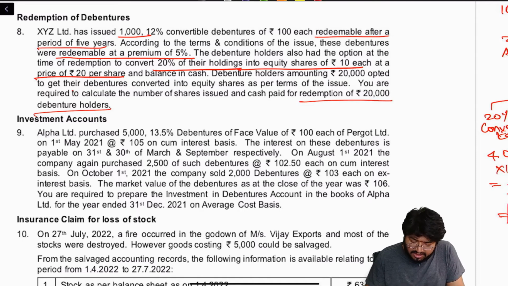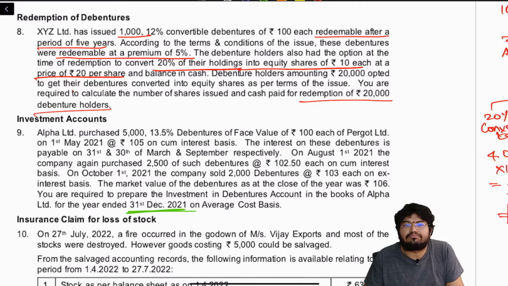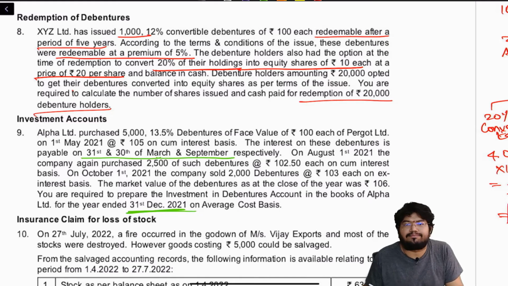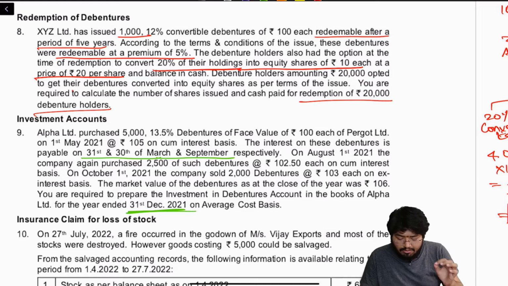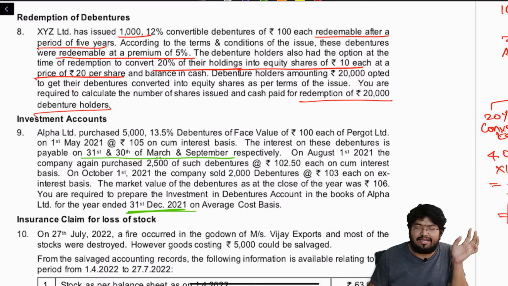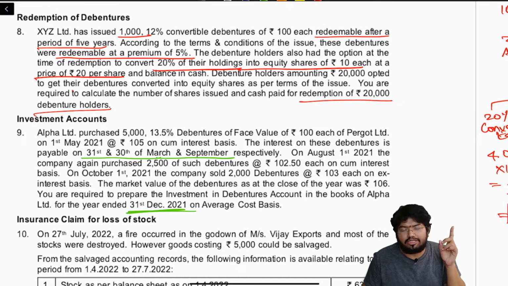This fellow's accounting year is 1st January to 31st December. Second important aspect is the interest payment dates are 31st March and 30th September. The moment you see such situations, the first thing that should strike your mind is, in your interest column also there will be an opening balance. Am I making sense or not?